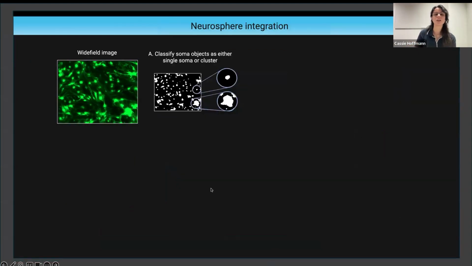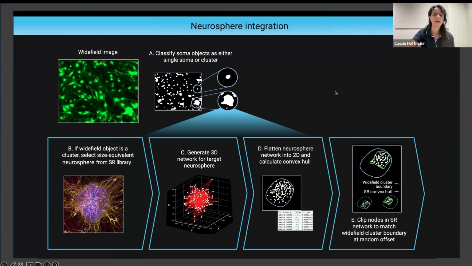And I also just wanted to touch on the process of neurosphere integration as well. So if we take our wide field image, the pipeline iterates through each one of these somata structures and classifies them into either a single somata or a cluster. And then if a cluster is detected, we initiate this embedding process. So the first step is to select a size equivalent neurosphere.